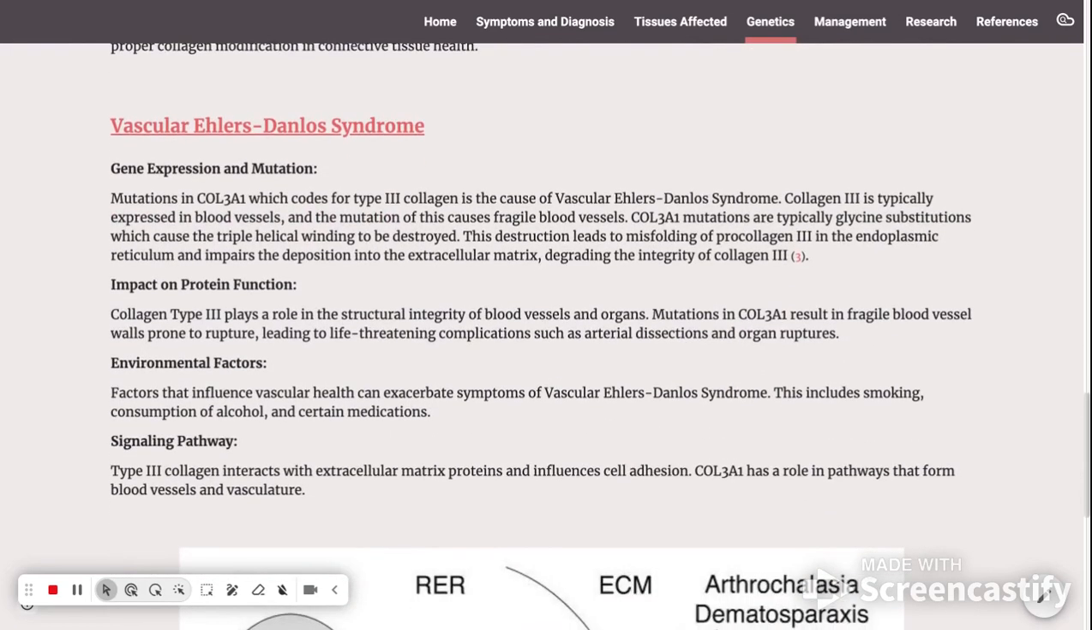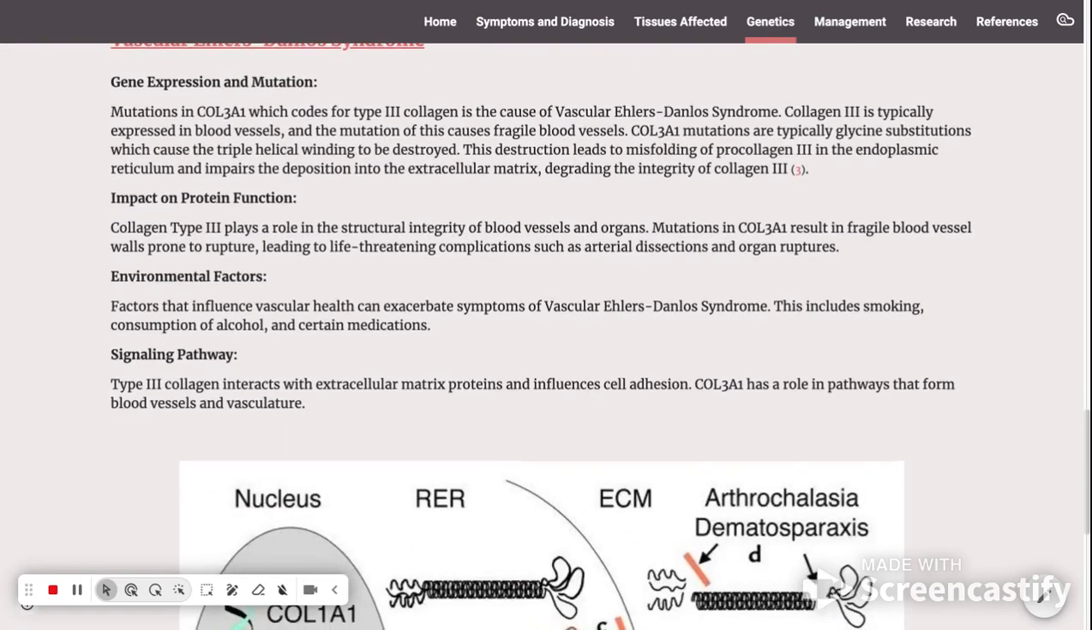For vascular, there's typically a problem in the COL3A1 gene, which codes for the type 3 collagen, and this is going to cause a decrease in the structural integrity of blood vessels and organs, and this is very dangerous and life-threatening because it can lead to dissections and ruptures. Some environmental factors that can affect this are anything that can impact your vascular health, which includes smoking, consumption of alcohol, as well as certain medications.